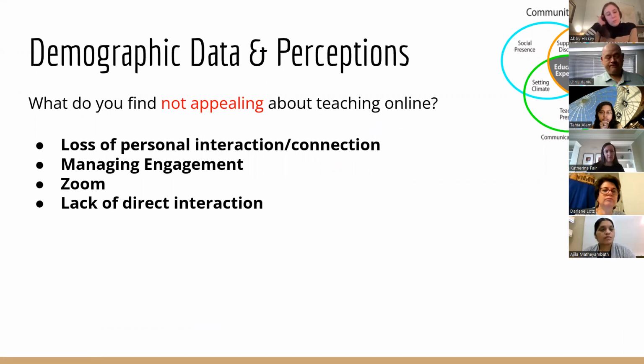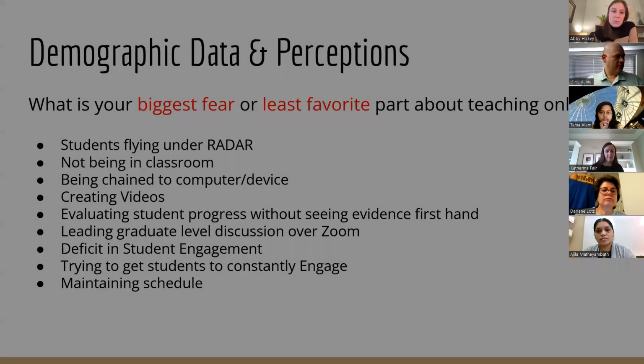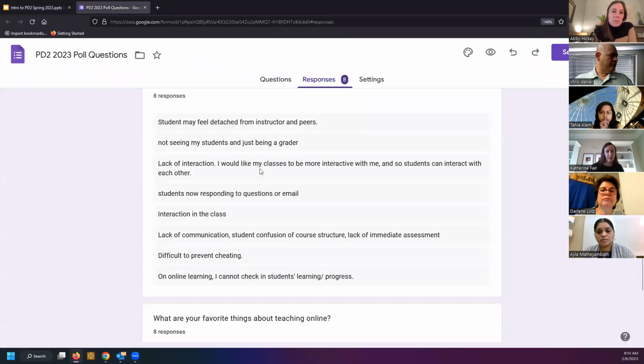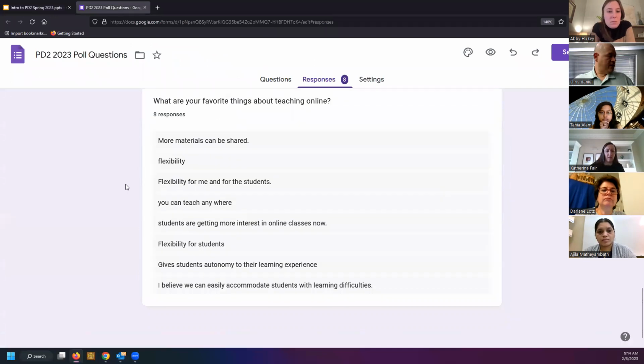Lack of direct interaction. Let's talk about what your biggest fears, least favorite things were. But first, let's talk about your favorite things. More materials can be shared. Flexibility. You can teach anywhere. Students are getting more interested in online classes. Yes, that is true. Flexibility. Give students autonomy. So that's a type of flexibility. More easily accommodate students with learning difficulties.